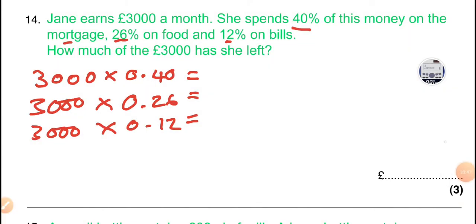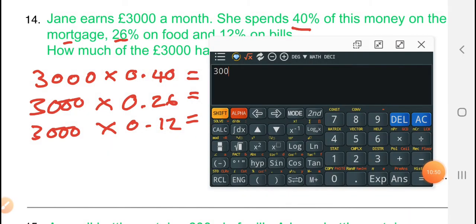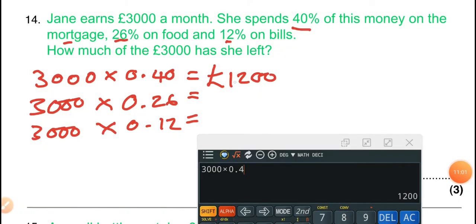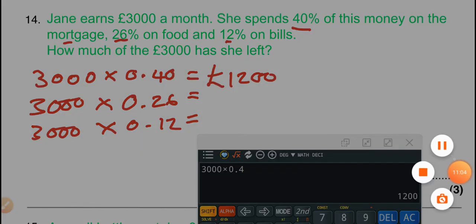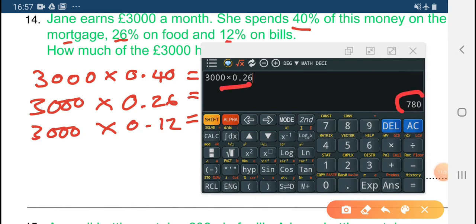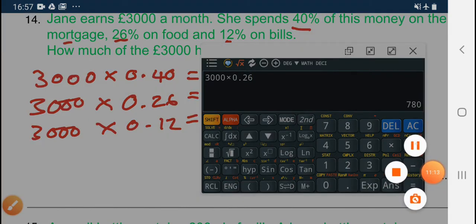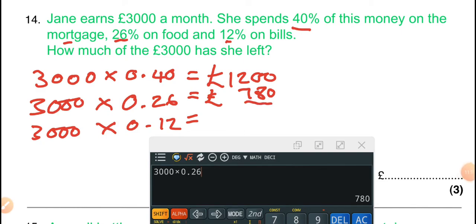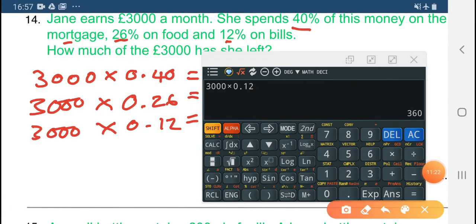So I'm going to get a calculator out and do those calculations. So 3,000 times 0.4 or 0.40, same thing, will give you £1,200. So £1,200 is how much she's paying for her mortgage. Next, as you can see, I've done 3,000 times 0.26 and we've got the answer of £780. So £780 is the amount she pays for her food. Last calculation, I've done 3,000 times 0.12, which is how much she pays on her bills, which is £360.